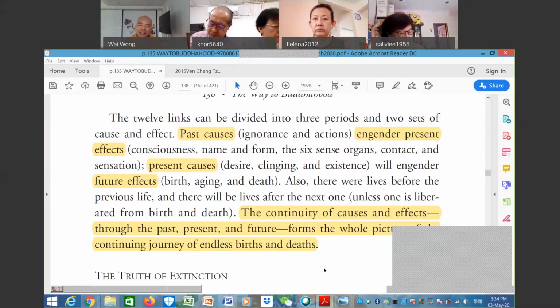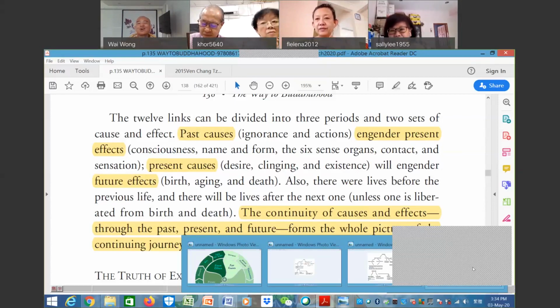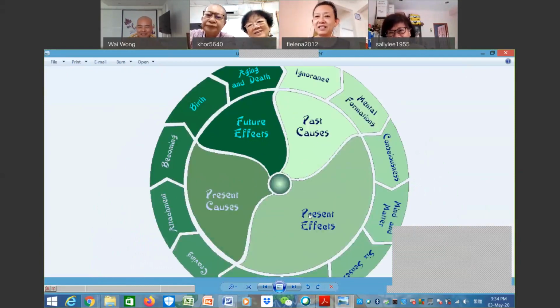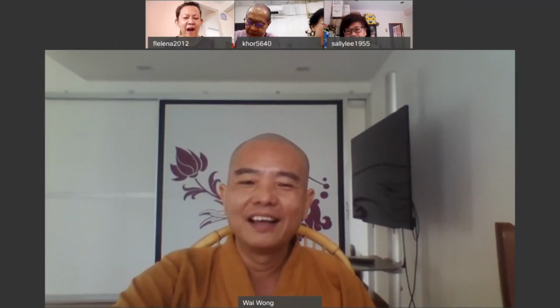Elena, which diagram can you link to after reading the passage? Future effect. No, this is the whole diagram. Yes, the whole diagram is the conclusion. See, past causes, present effect, present causes, future effect. So we have finished the whole thing already.